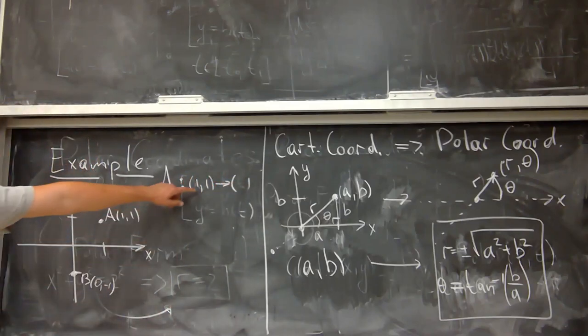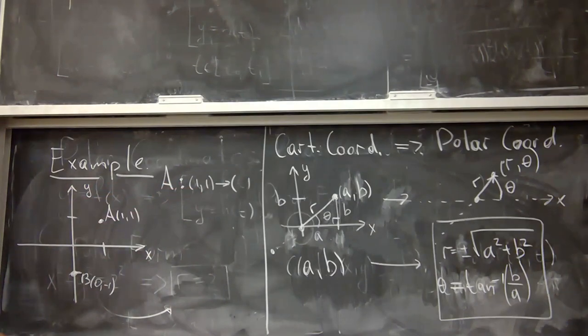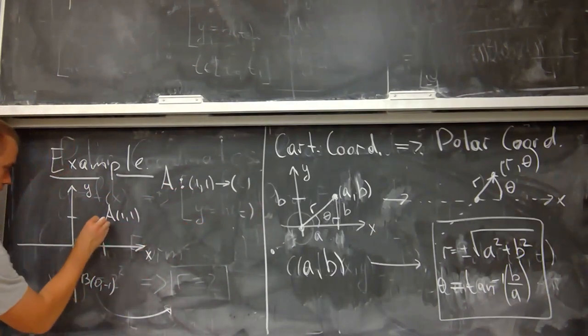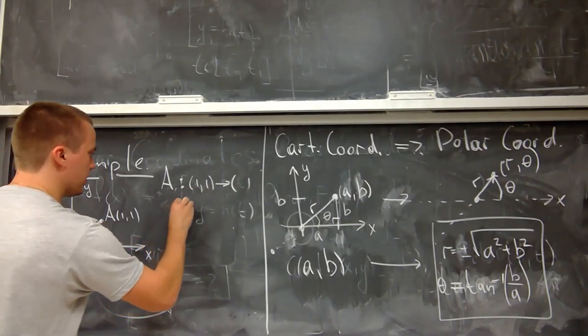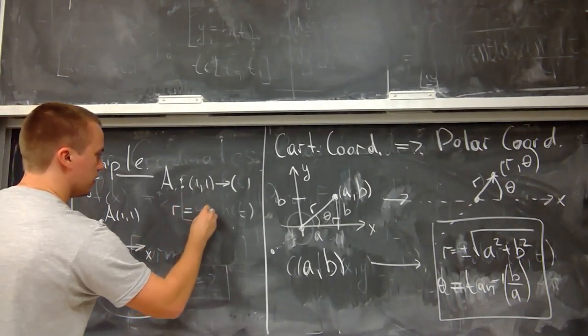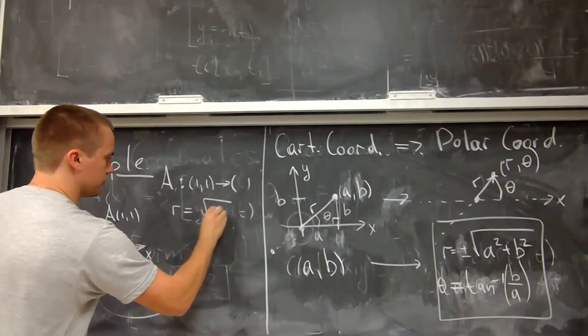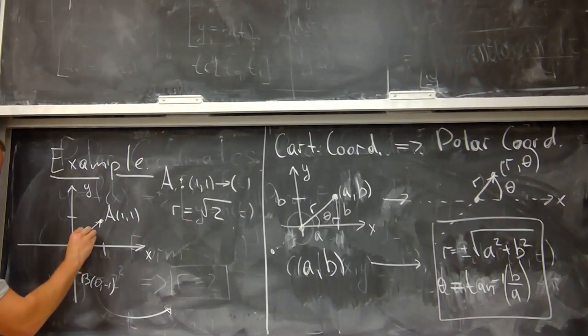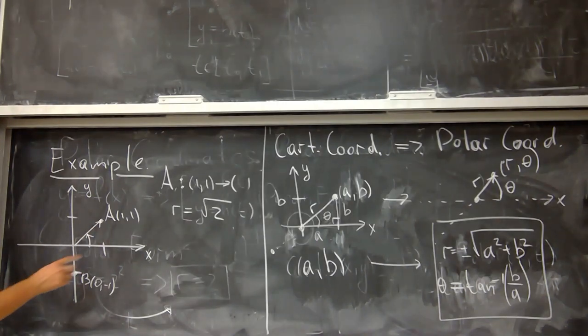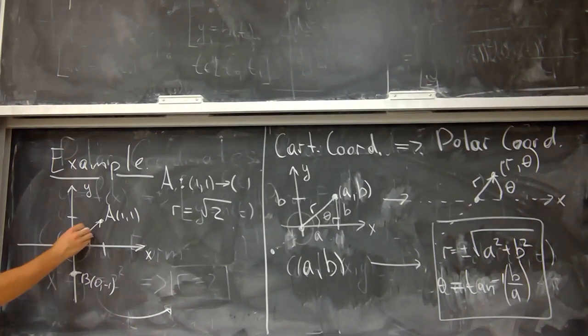Let's find for point A the corresponding polar coordinates for the Cartesian one. First, what is my r? My r is the distance from the origin. Here x and y are 1, so my r is the square root of 2, because 1 plus 1 equals 2. Then I need to figure out by what angle I want to rotate my vector. I can rotate either in this direction or this direction, and usually the best option is to choose the rotation with the smallest angle.